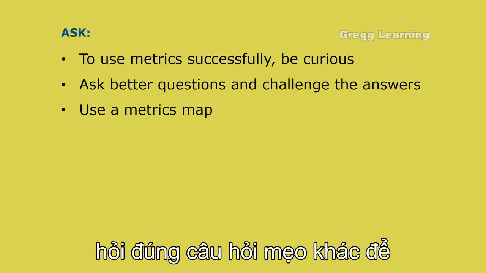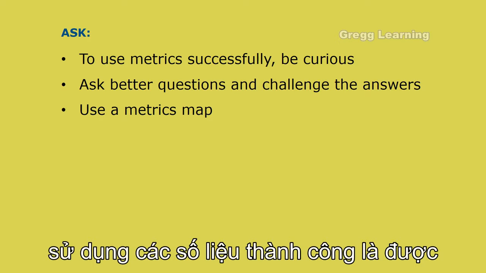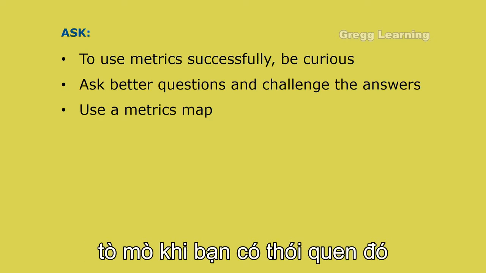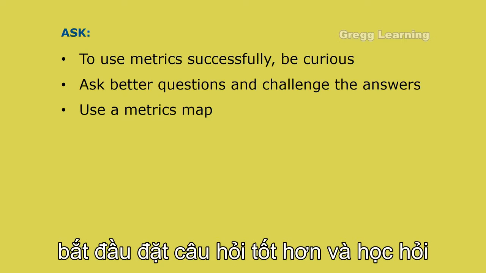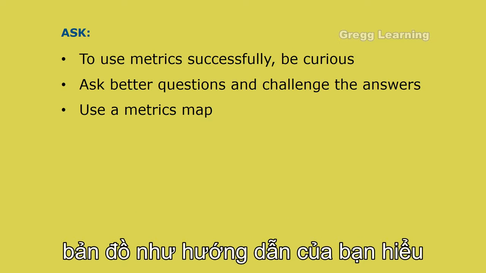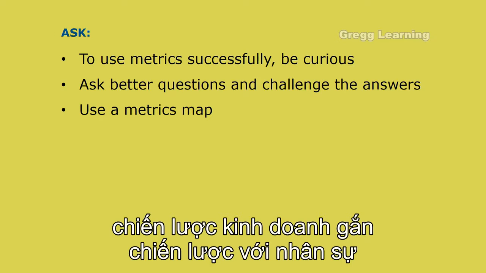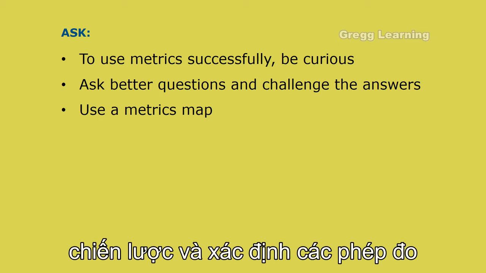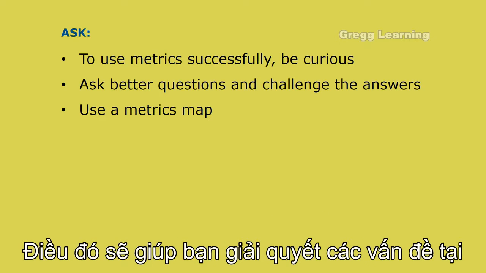Finally, we need to learn to ask the right questions. Another trick to using metrics successfully is to be curious. When you get into that habit, you start to ask better questions and learn to challenge the answers. Use a metrics map as your guide. Understand the business strategy, tie the strategy to HR strategy, and determine the measurements that will help you address the issues at hand.